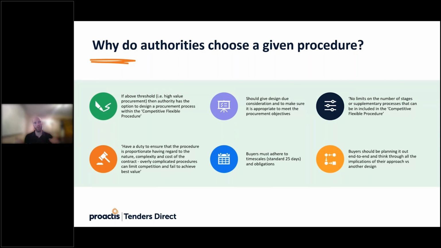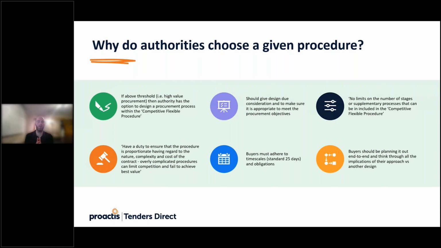So it's by far the most common one, but what we're talking about really in this is what do you do in that scenario? What do you do if you find yourself faced with a more complex procedure in front of you? Okay, but the first thing is they only apply in terms of the option if it's above threshold. The authority should give design due consideration and make sure it's appropriate to meet the procurement objectives.